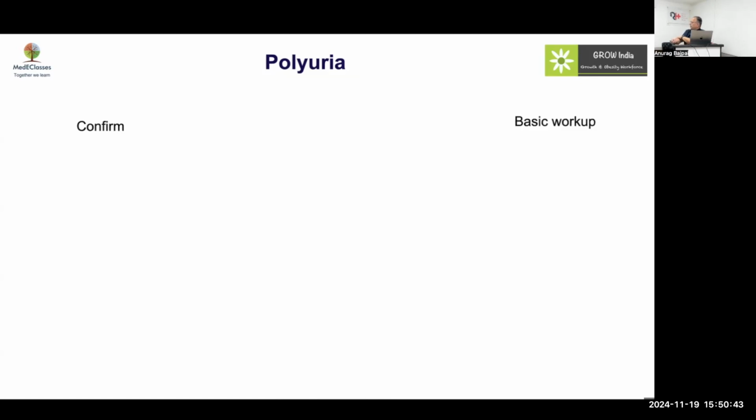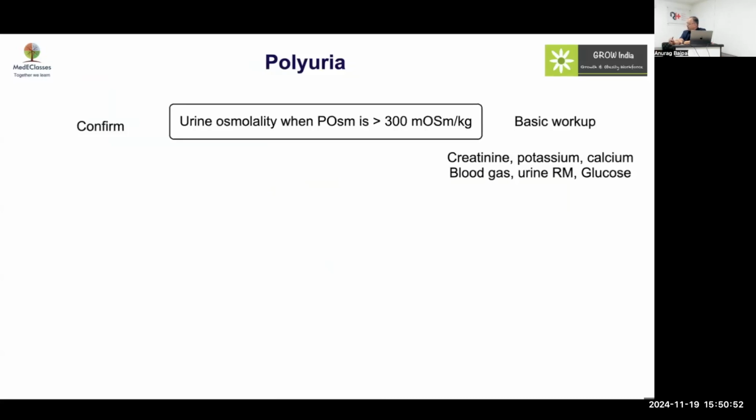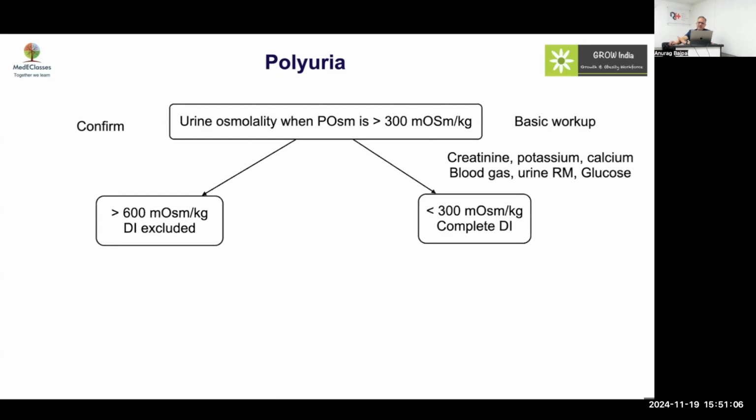So first of all, you confirm polyuria, do the basic workup: creatinine, potassium, calcium, blood gas, urine routine and glucose, and look at urinary osmolality when the plasma osmolality is more than 300 or sodium is more than 146. In this scenario, if your urine osmolality is more than 600, I am pretty confident that this is not DI, at least to a significant extent. Some people say 800, but that is becoming too liberal.